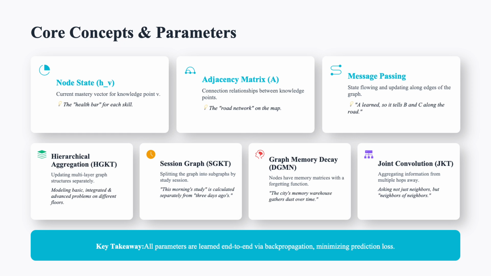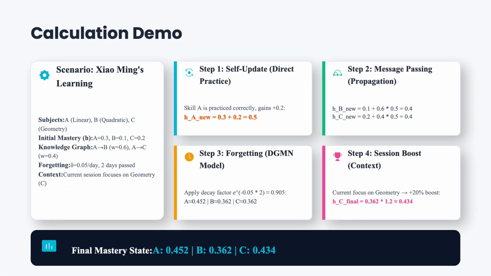Newer advanced models add powerful features. Hierarchical aggregation, HGKT, handles different difficulty levels of knowledge. Session graphs, SGKT, separate study sessions to avoid cross-contamination. Graph memory decay, DGMN, accurately models the human forgetting curve. And joint convolution, JKT, captures indirect skill relationships. Importantly, all these complex parameters are learned automatically from the data through backpropagation, making the model highly adaptive to different learning contexts.